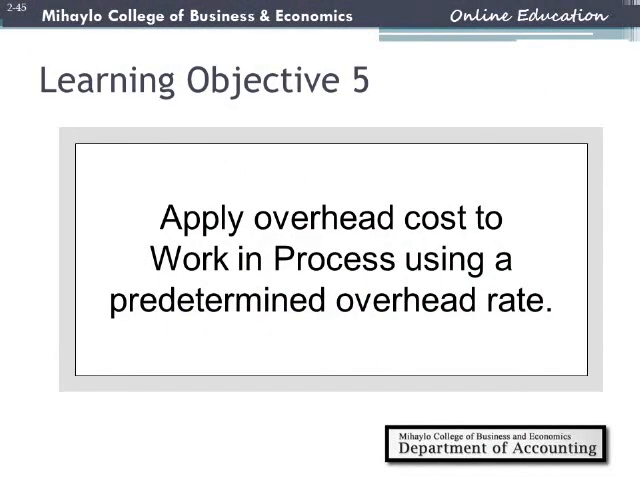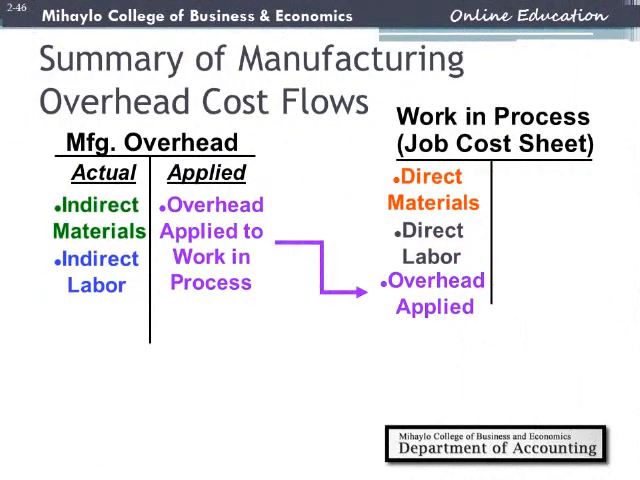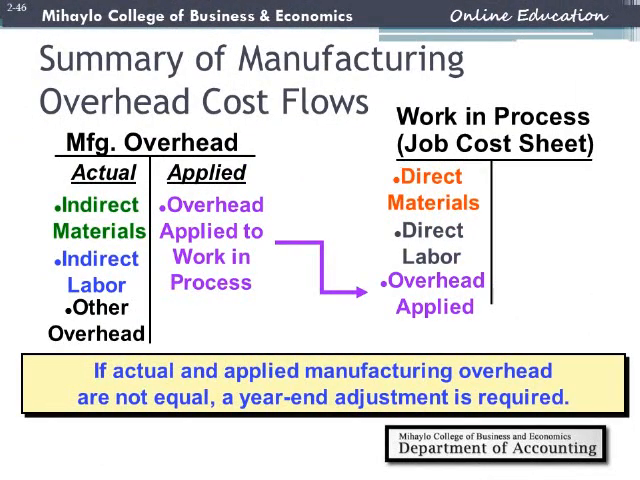Learning objective number 5 is to apply overhead cost to work in process using a predetermined overhead rate. Manufacturing overhead is applied to each job in work in process inventory by debiting work in process and crediting manufacturing overhead for the amount of applied overhead based on the predetermined overhead rate. Actual manufacturing overhead costs are not debited to work in process, nor are they charged to jobs via the job cost sheets. The manufacturing overhead account is a clearing account.